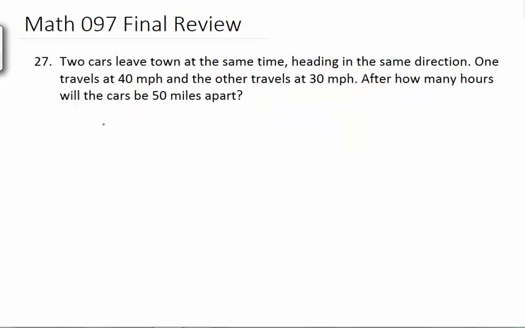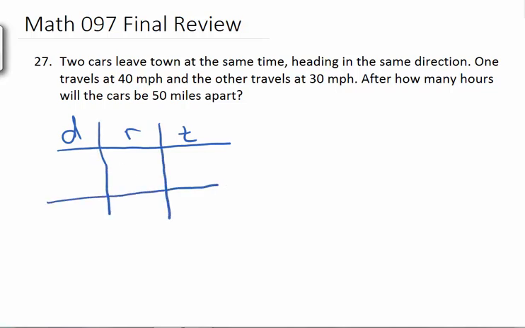27. Two cars leave town at the same time, heading in the same direction. One travels at 40 miles per hour and the other travels at 30 miles per hour. After how many hours will the cars be 50 miles apart? So this is another distance, rate, and time problem. So we have two cars. The first thing to note is that they leave town at the same time, so they've been traveling for the same amount of time. One is going 40 and the other one's going 30. We want to know after how many hours will they be 50 miles apart.